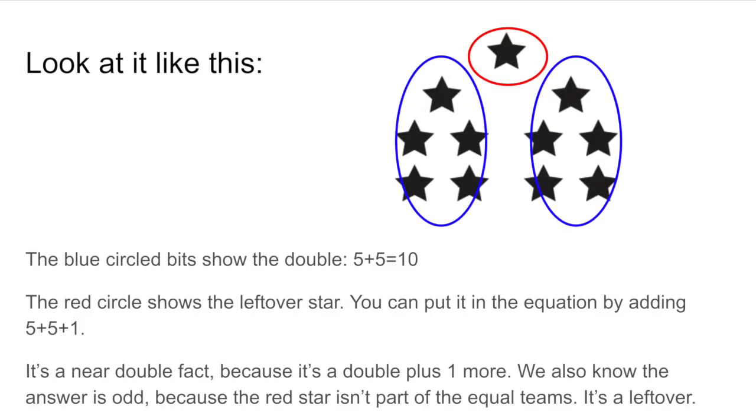Here's how we saw it. The blue circle bits show the double. 5 plus 5 is 10. The red circle bit shows the leftover star. You could put it in the equation by going 5 plus 5 plus 1 more. A near double, because it's a double plus 1 more. We also know the answer is odd because the red star isn't part of the equal teams. It's a leftover.